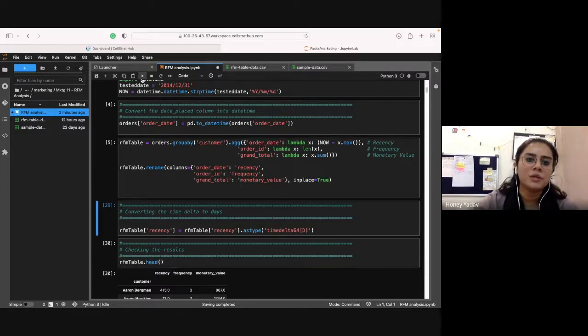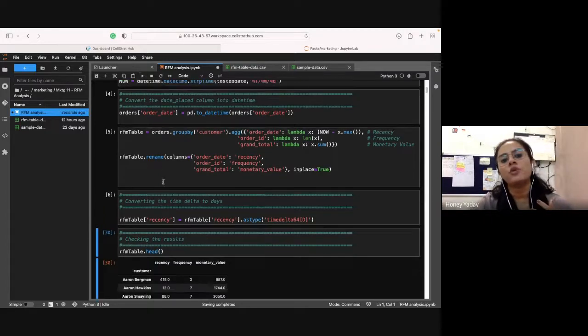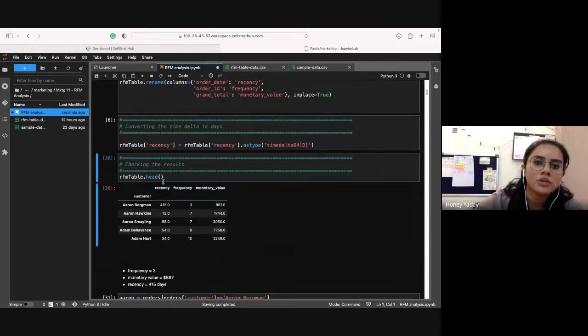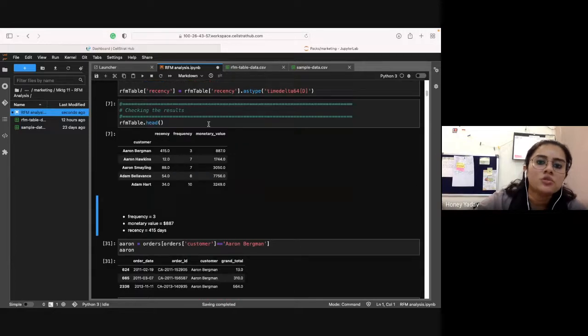So you will be easily able to proceed with it once your data has been read by the model, and then convert the time deltas to days, because that's how you calculate the recency value. So this is the RFM table that you will get. This is the recency, this is the frequency, and this is the monetary value.